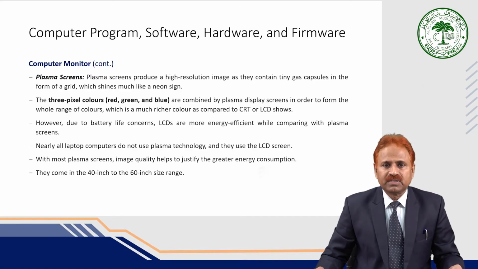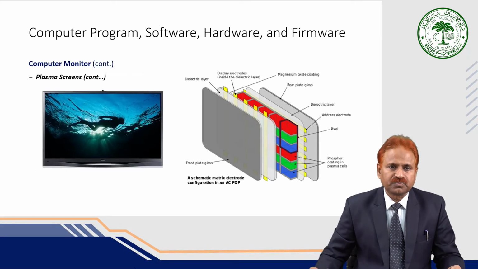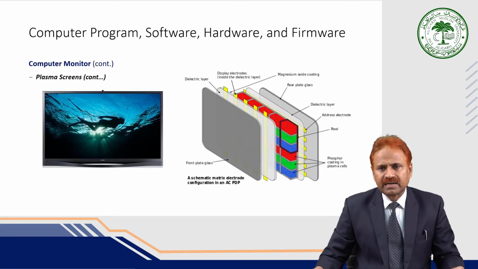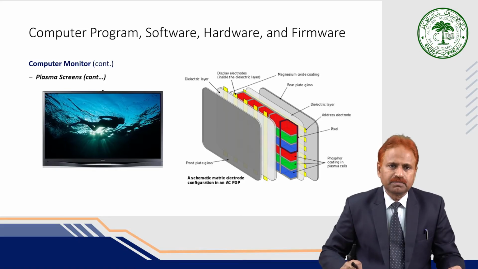However, due to battery life concerns, LCDs are more energy efficient compared with plasma screens. Nearly all laptop computers do not use plasma technology and they use LCD screens. With most plasma screens, image quality helps to justify the greater energy consumption. They come in the 40-inch or 60-inch size range. Here are some pictures of plasma screens you can see over here, and some internal construction or schematic matrix of electrode configuration in an AC PDP has been shown on the right side in the picture.